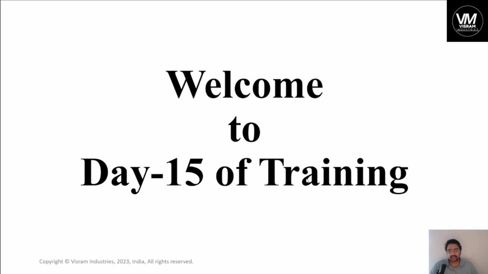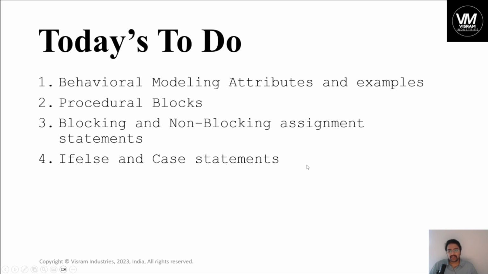Coming to today's agenda, behavioral modeling attributes and examples will be discussed, as we have done with gate level modeling and data flow modeling attributes. Attributes are nothing but properties of behavioral modeling. What is the syntax, what are the examples, what are the blocks available, and what set of rules do we need to follow. If you are writing Verilog HDL and describing the architecture on FPGA, then you need to write the code in behavioral modeling.